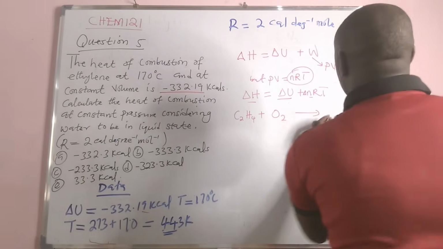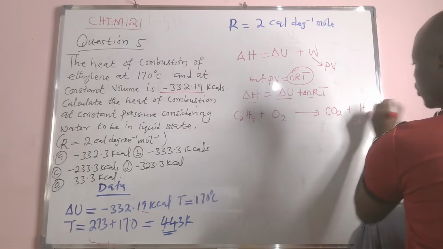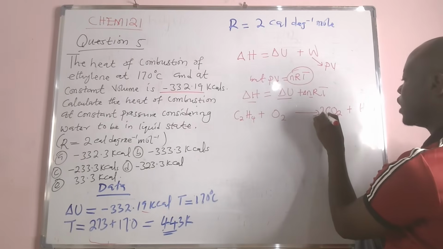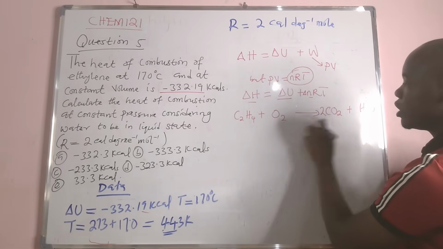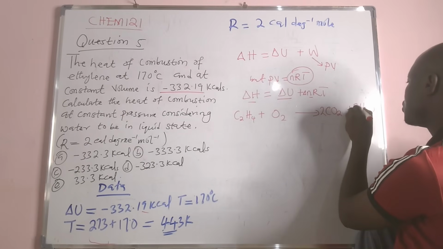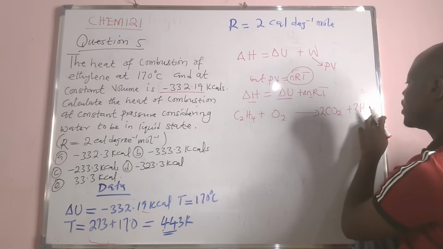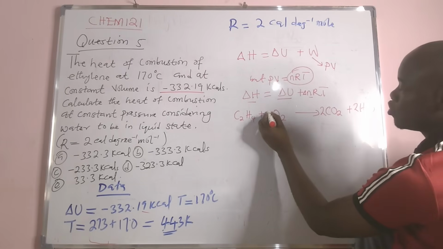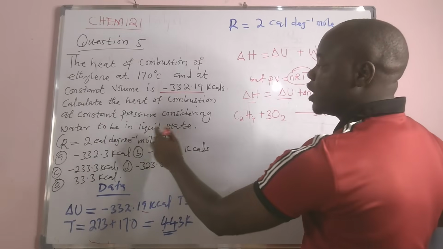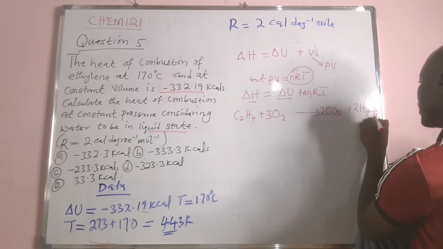So here we have carbon dioxide plus water molecule. But how many carbon do we have here? We have two here. So we have to add two here, so we have two molecules of carbon dioxide. And how many hydrogen here? We have four. So we have to add two here. So meaning that now for oxygen, we have two here, we have four, making six. So we are now going to add three. But remember, from the question, we are to consider water as a liquid state. So therefore here we have L.